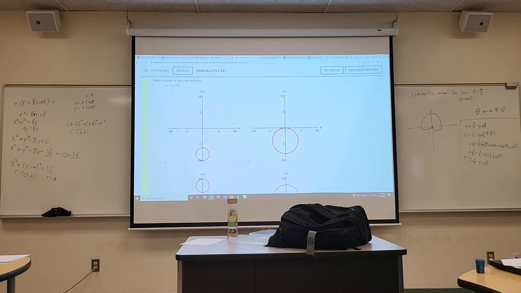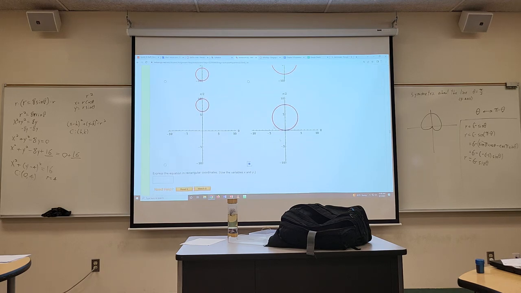just looking at the equation, I can tell right away that it was a circle with a radius of 4 centered at either (0, 4) or (0, −4). I was pretty sure it was centered at (0, 4) because this is a positive 8. So I was pretty sure this is correct. But we also wanted the equation in rectangular coordinates, which we wouldn't have had without doing all the work.